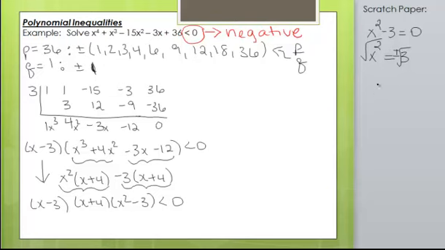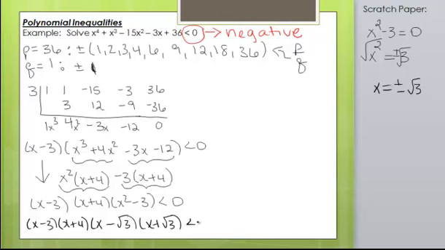That means that x is equal to positive and negative square root of 3. So whenever you write it in factored form, you have x minus 3, x plus 4, and then x minus the square root of 3, and x plus the square root of 3, and that's all less than 0.